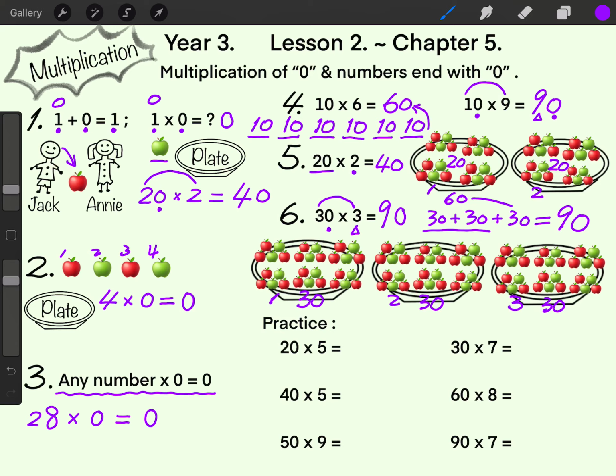It works. Now let's practice. 20 times 5 equals? 10 on the left side of the equal sign. So we write 10 on the right side of the equal sign. Then we do a simple multiplication. 2 times 5 equals 10. So 20 times 5 equals 100.